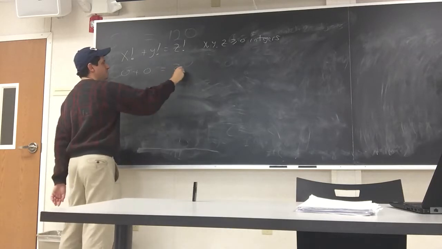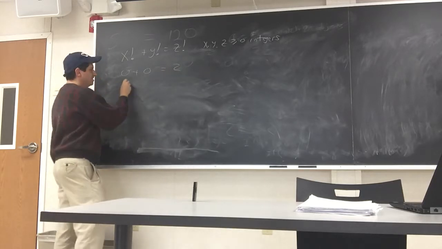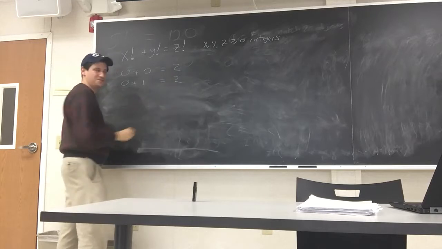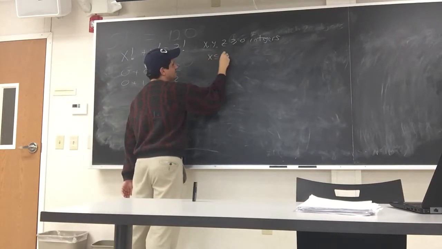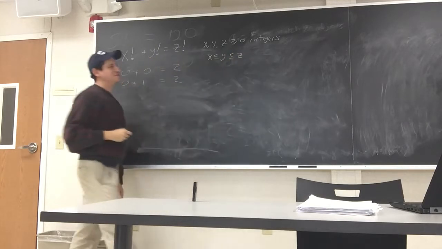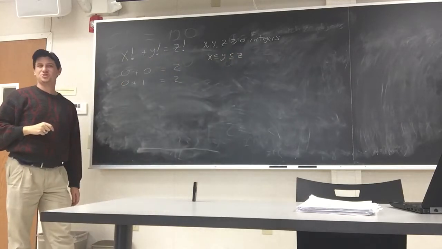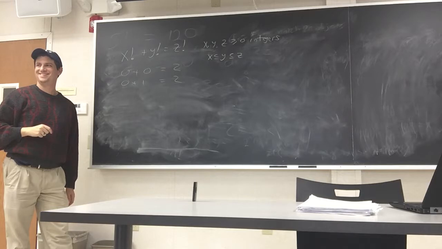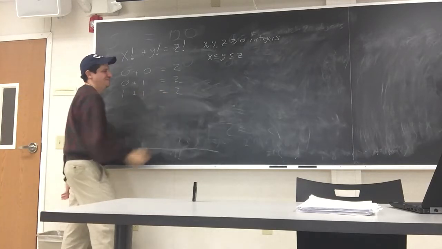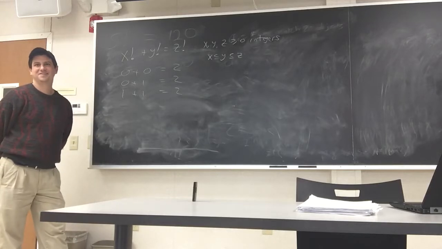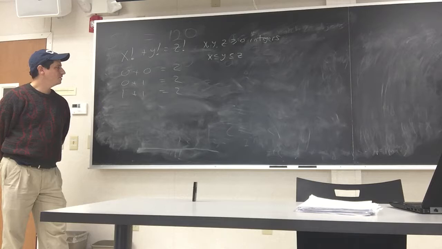Any other solutions? 0, 1, 2. Any other solutions? 1, 0, 2. Okay, so let's assume x less than or equal to y less than or equal to z, so we can at least exclude the 1, 0, 2. Sorry? 1, 1, 2. So we do have 1 plus 1 equals 2. Wait, why can't you still do 0, 1, 2? I'm sorry? You just can't do 1, 0.